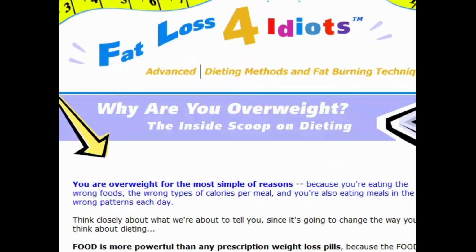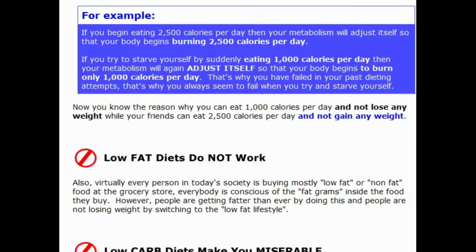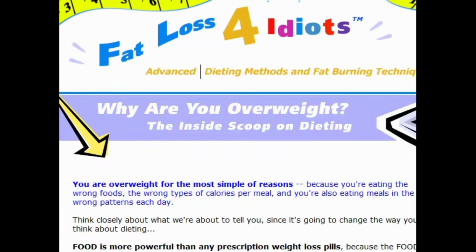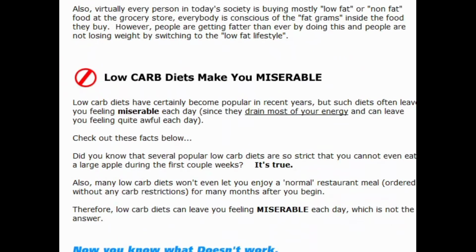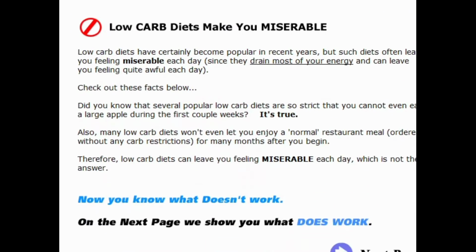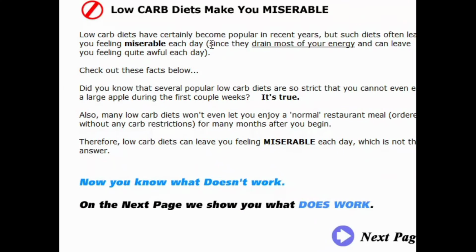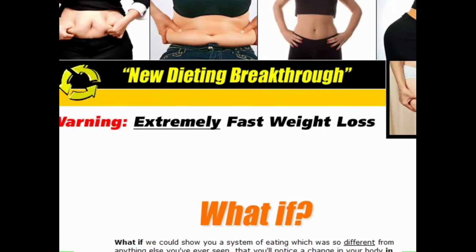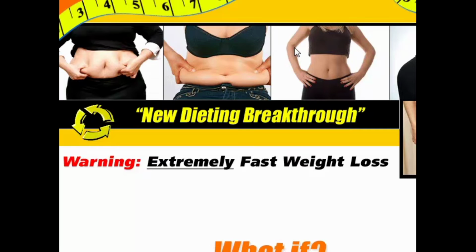And the one thing I like about this site, and a lot of people think it's ugly, but the one thing I like is how it just slowly takes you through. It's like a book. So you read through this, you find out why you're fat and why all these diets don't work. But then they say, hey, on the next page, we're going to show you what does work. And so they're like, okay, click on the next page. And then first thing they see is kind of pictures of people going from fat to skinny.